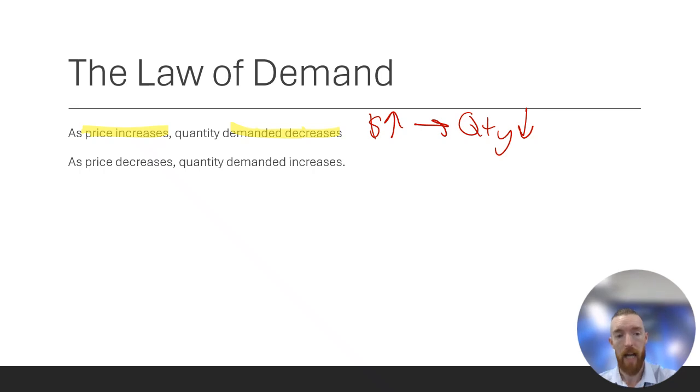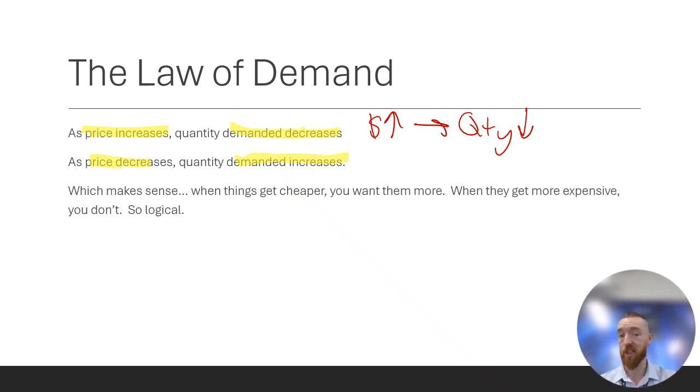The opposite is also true. As price decreases, quantity demanded increases. Things get cheaper, you want more. You get more utility out of that. Your money stretches further. It's going to really satisfy you in that way. So it's really logical sense. When things get cheaper, you want them more. When things get more expensive, you want them less.